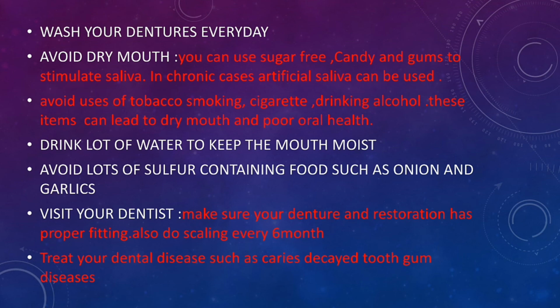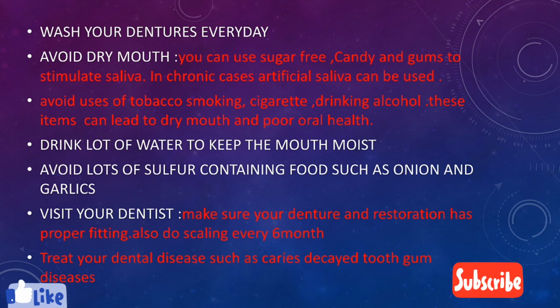Also drink a lot of water to keep the mouth moist, and avoid a lot of sulfur-containing food such as onion and garlic. These foods, as they belong to sulfur-containing food, and sulfur has a very pungent or strong smell. So if you are suffering from bad breath, just try to avoid them.